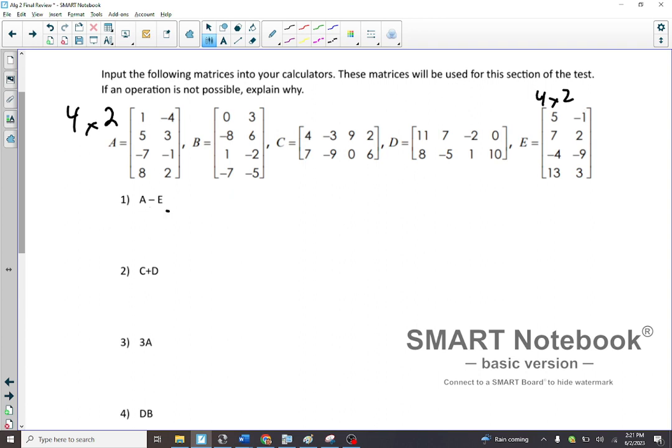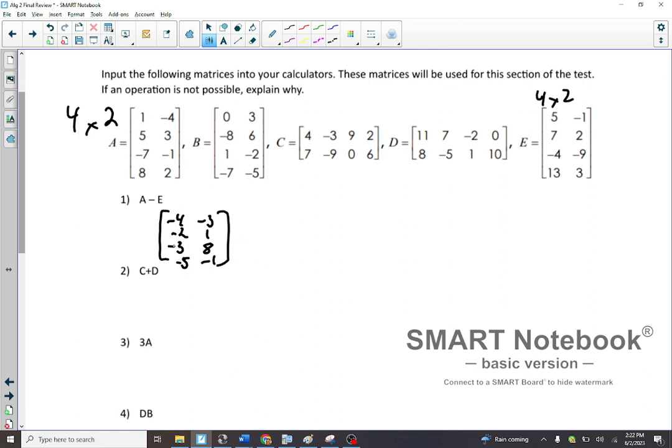So what I do is I just take each spot and subtract them. For example, 1 minus 5 is -4. -4 minus -1 is -4 plus 1, so -3. 5 minus 7 is -2. 3 minus 2 is 1. -7 minus -4 is -3. -1 minus 9 is -8... 8 minus 13 is -5. And 2 minus 3 is -1.